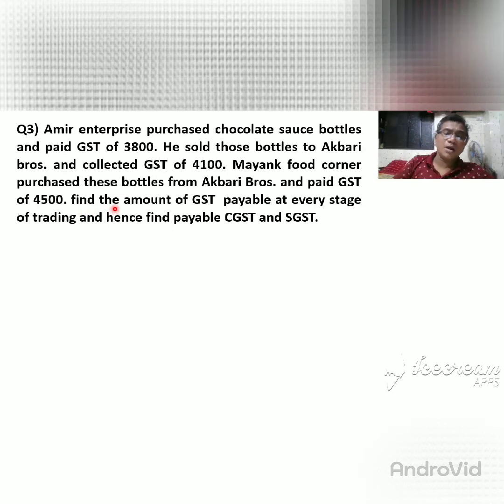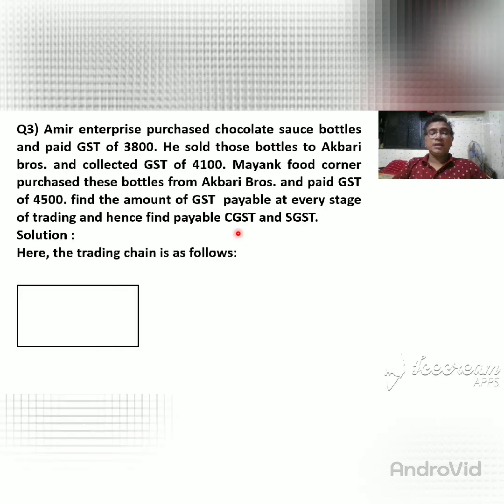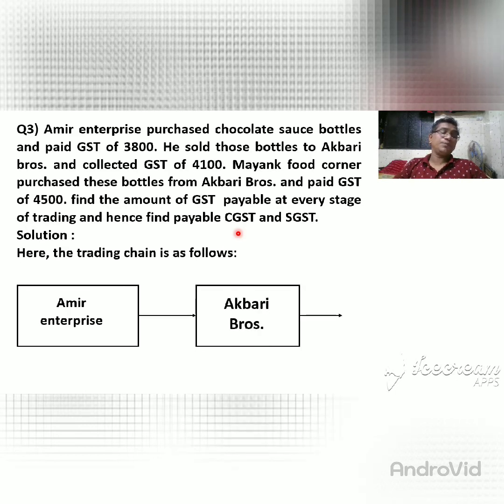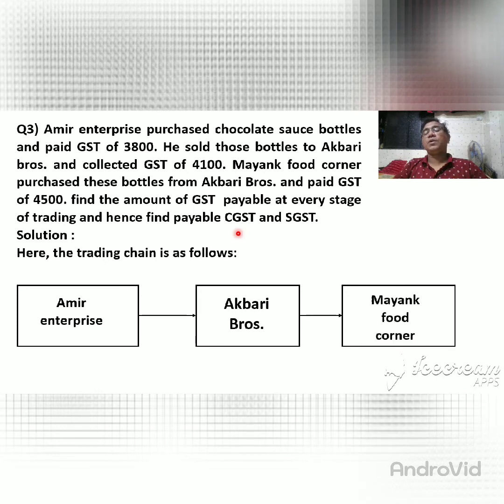Find the amount of GST payable at every stage of trading, and hence find the payable CGST and SGST. Let us write it here first. This is Amir Enterprises, this is Akbari Brothers, and this is Mayank Food Corner. Amir Enterprises paid 3,800, Akbari 4,100, Mayank 4,500.